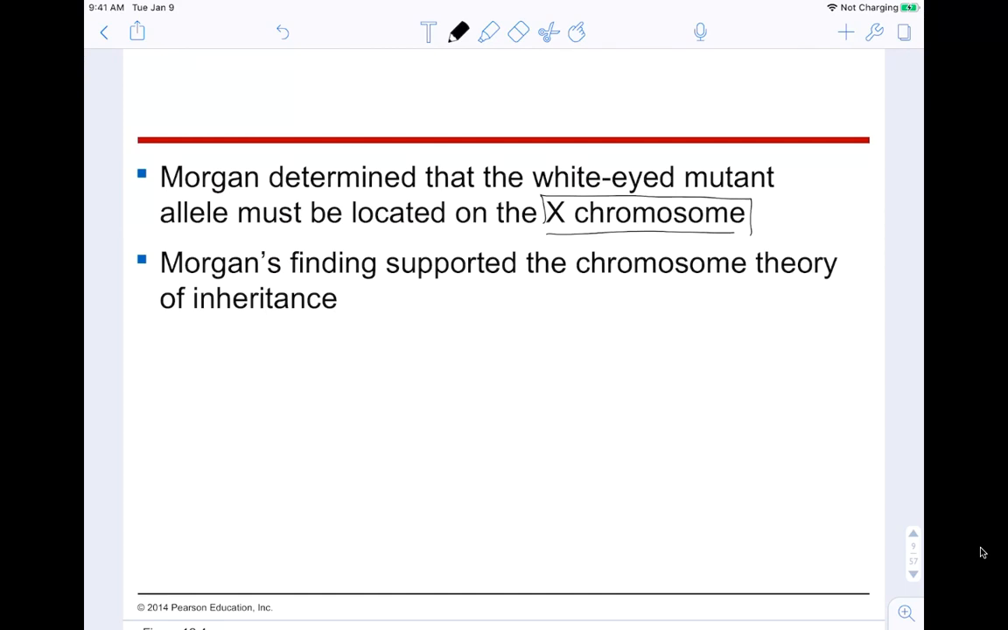So we're going to continue to talk about all of this and what this means, but this is something important for you to remember, that if there is some sort of sex-linked characteristic that males are more likely to have a disorder or some sort of trait than a female, it's because it's located on the X chromosome.